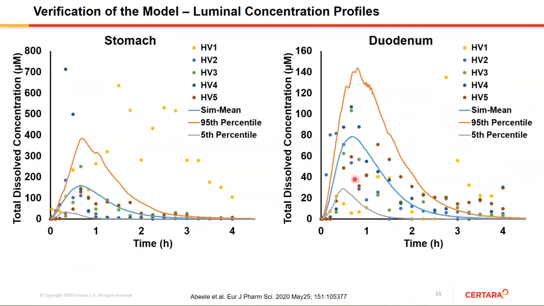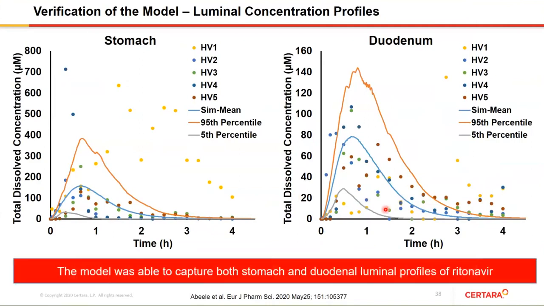And this is the duodenal aspirate data, luminal data, and we were able to explain this data also relatively well. And it was quite good that we had some luminal concentration data to verify the model, which gives further confidence in the development of the ADAM model for ritonavir.